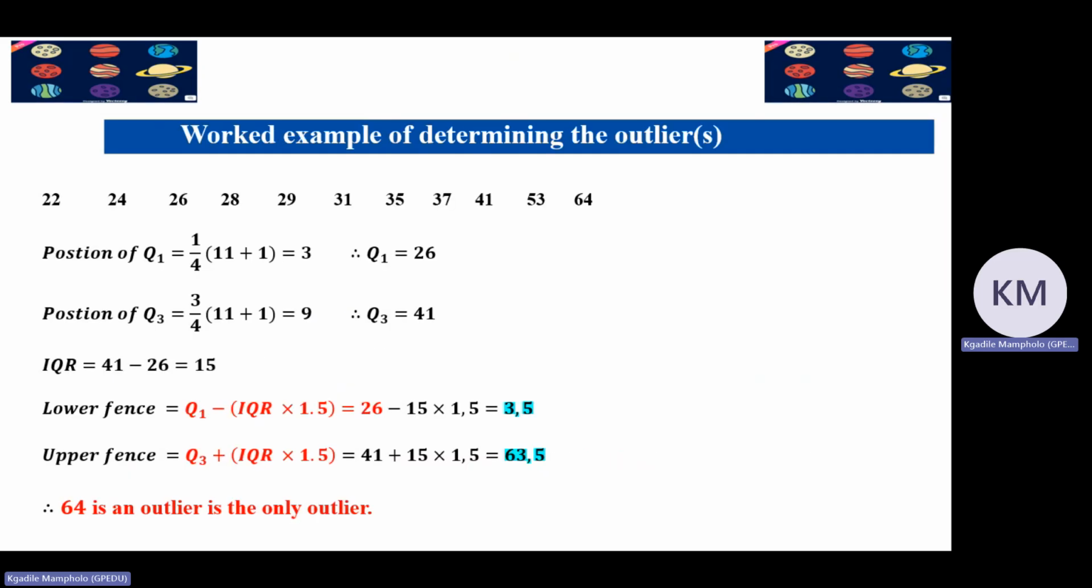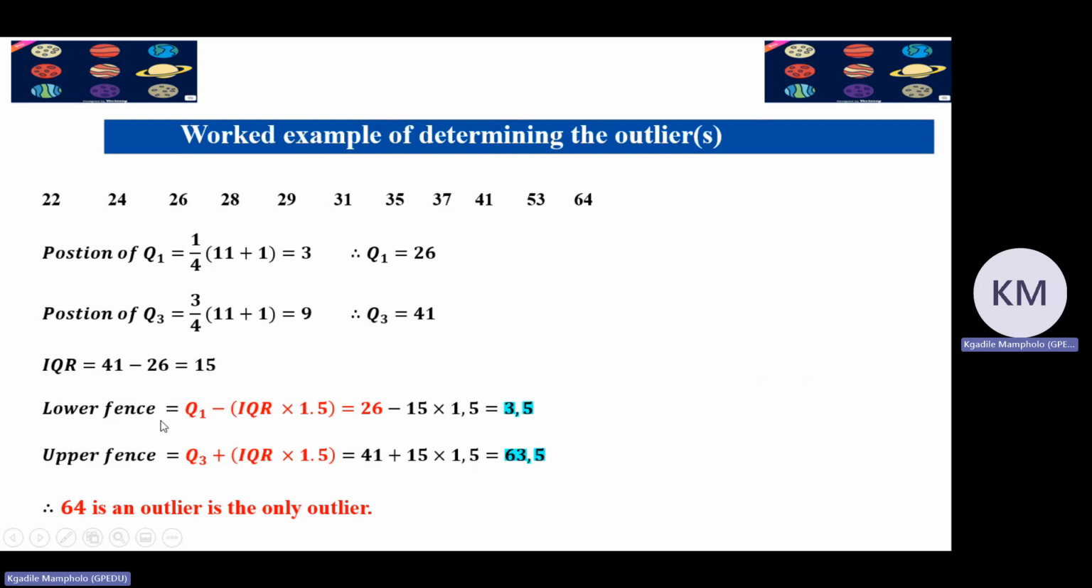Let's look at this example. Now, you have a data set. Suppose you are required to determine the outlier. The first thing would be to calculate Q1 and Q3. Obviously, first you have to determine the position. The position of Q1 is 3, so term number 3 is Q1. Here you say 3 over 4 times 11 plus 1, which is 9. Term number 9 is Q3, which is 41. Now the interquartile range is 41 minus 26, which is 15.